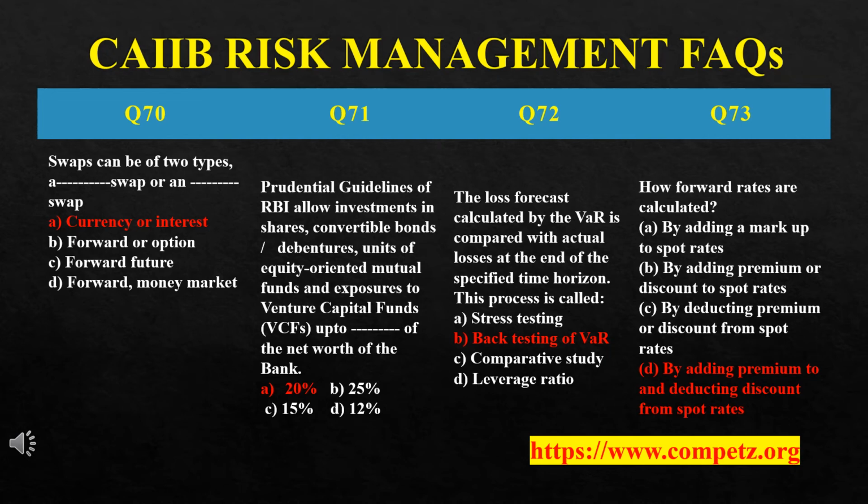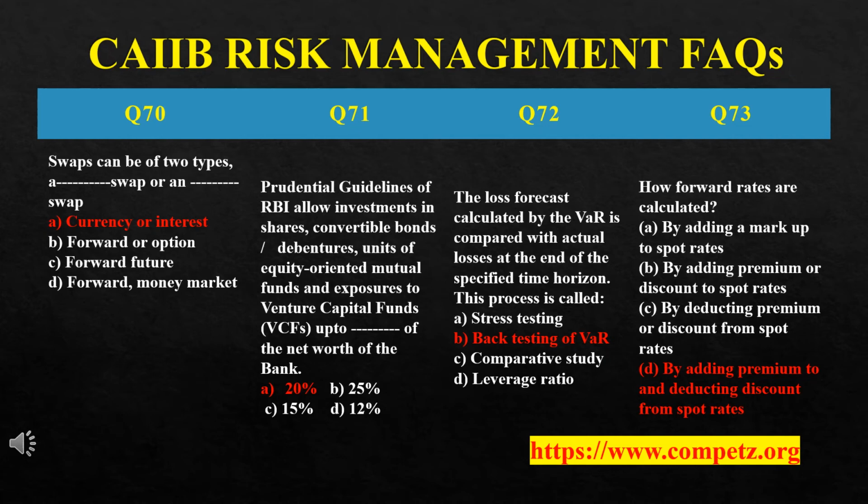Then the last question in this slide: how are forward rates calculated? Listen carefully. There are 4 options given. The first is by adding a markup to spot rate. Second, by adding premium or discount to spot rate. Third, by deducting premium or discount from spot rate. And the last option is by adding premium to spot rate and deducting discount from spot rate. So the answer is D.